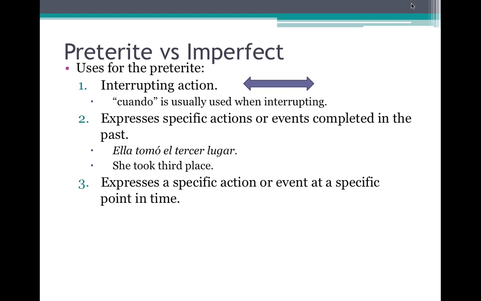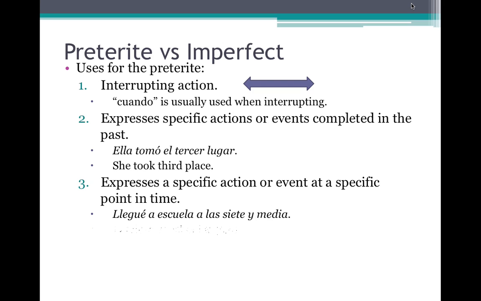All right, on number 3, I want you to know that it expresses specific actions or events at a specific point in time. Highlight or circle that word time. When time is paired with an action, like at 2:30 there was a fire drill, the action of the fire drill happening is paired with the time of 2:30, so that's pointing out the preterite action there. It's completed at that specific time.